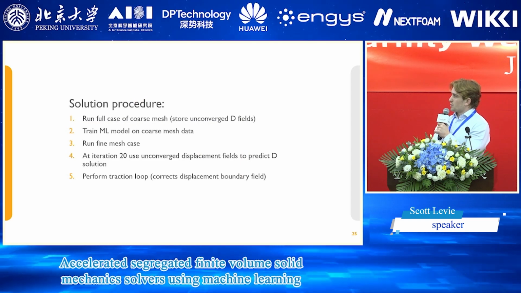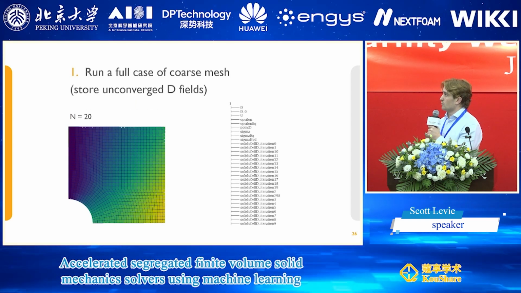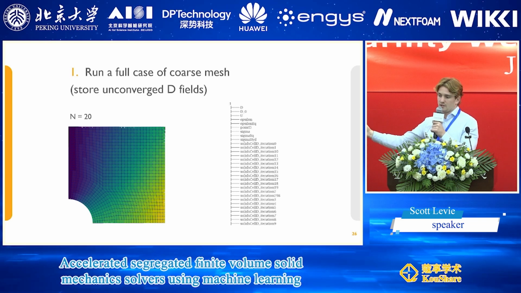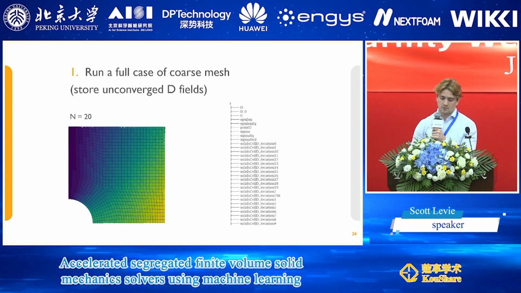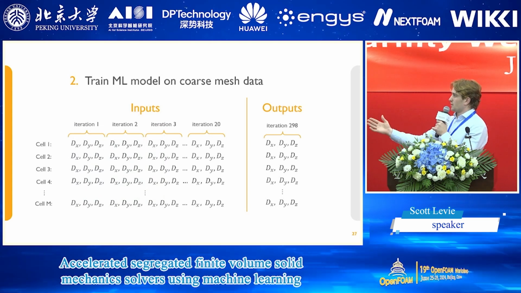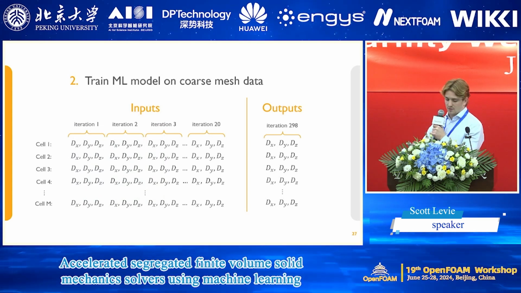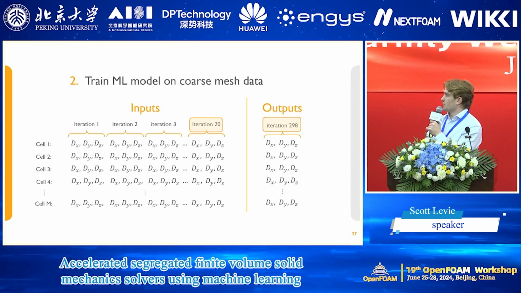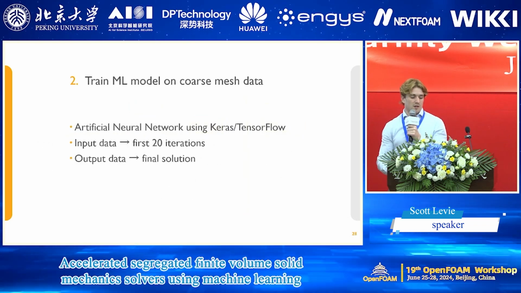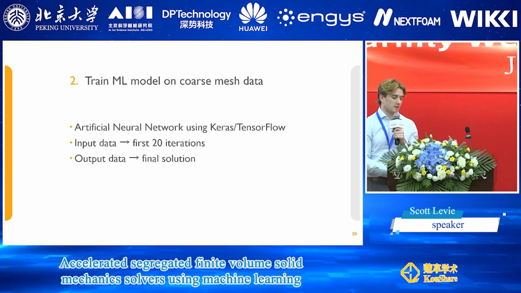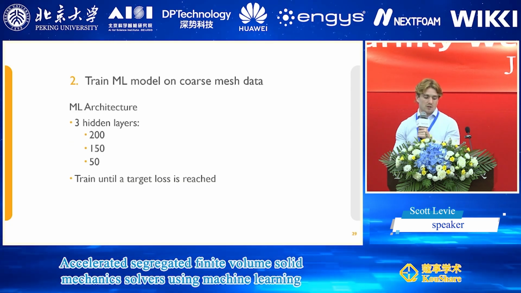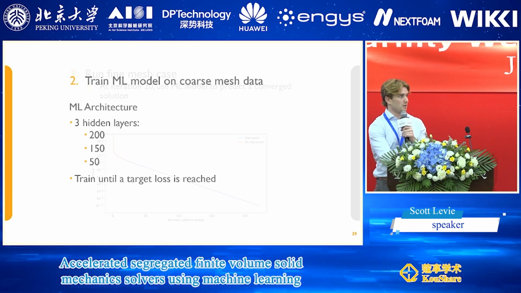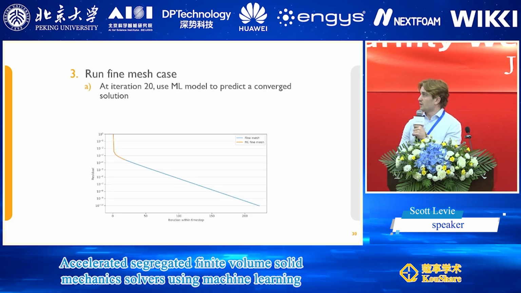To run through the solution procedure, the first step is to run the full case of a coarse mesh and store the training iterations and the final iterations. I used n equal to 20. This is what the data set looks like, except I've selected 20 iterations and the converged solution here. Then the model I trained is an artificial neural network using Keras and TensorFlow, which has multiple hidden layers, and it's trained with a loss function of mean squared error. The third step is to run the fine mesh case.